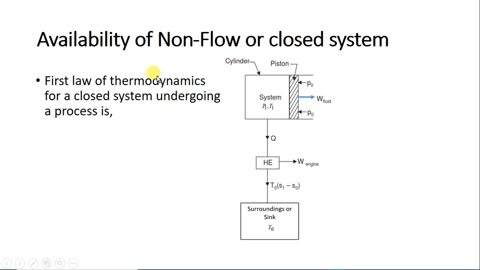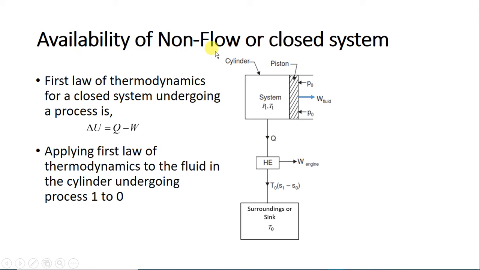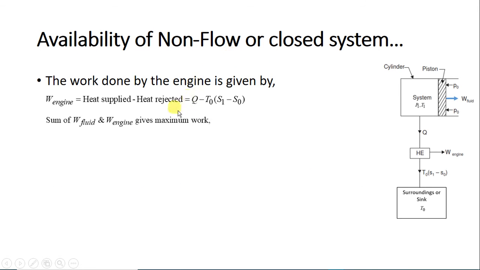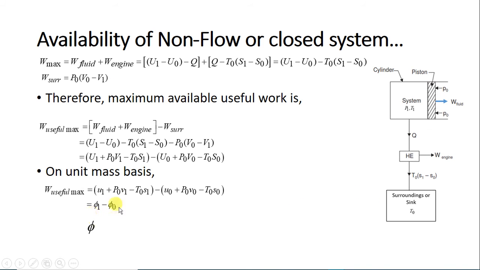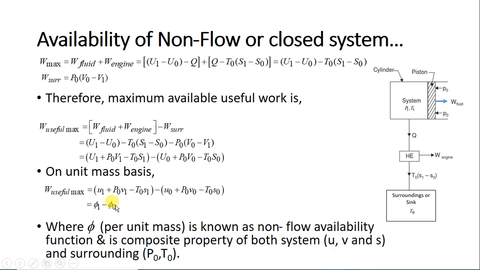Then we have seen the derivation of availability of non-flow or closed system. What was the equation? This derivation is very important, you have to remember the derivation. W useful is phi1 minus phi0, and what is phi1? This value you have to remember. These terms you have to remember.